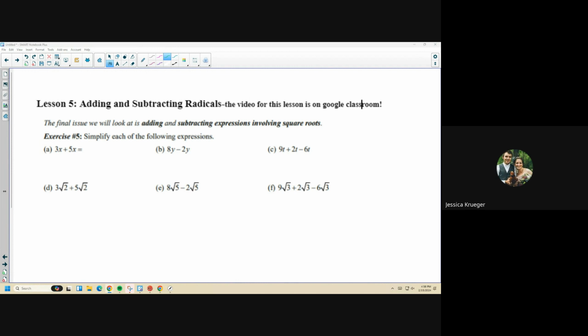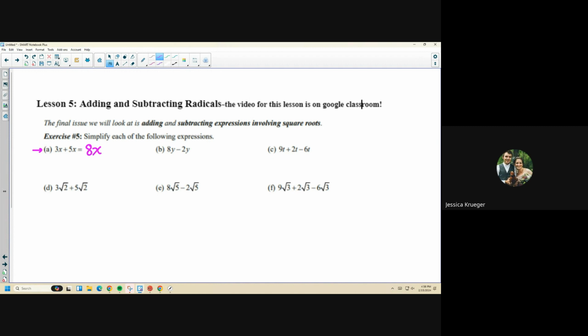Adding and subtracting is the most basic operation, and we have to be very, very careful when we're adding and subtracting square roots. So you're going to treat this almost exactly like you would treat variables. So if I had 3 x's here in part A and I added 5 x's to it, all together there would be 8 x's.